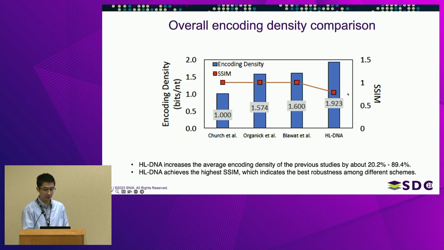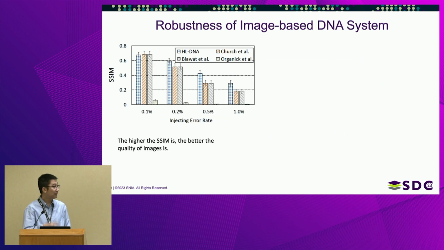And of course, this is a trade-off. So we sacrifice some SSIM value. That means we purposely introduce some errors in the encoding schemes. But we can increase the robustness of the DNA storage system, because we introduce the barriers and also use different encoding schemes for single DNA strings. So if we purposely introduce some errors into the DNA strings and then compare to others, our work shows higher robustness compared to other baselines.